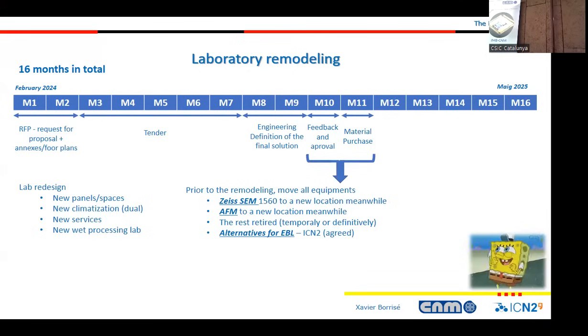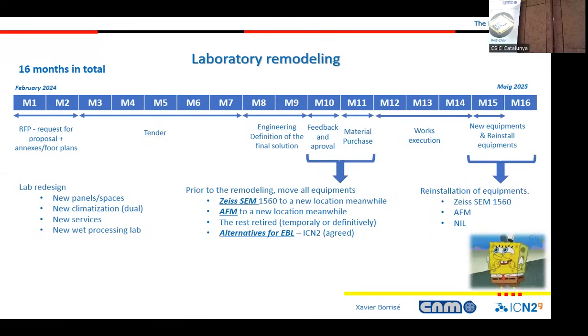For the E-beam, during this time, there is only one alternative, which is going to the ICM2, which has a system similar to what we have, so we can go there. And we have agreed on it, okay? Then the works will be executed, and then we will reinstall the new and the old systems. The systems that will not be reinstalled are those that will already be out of service and without support.